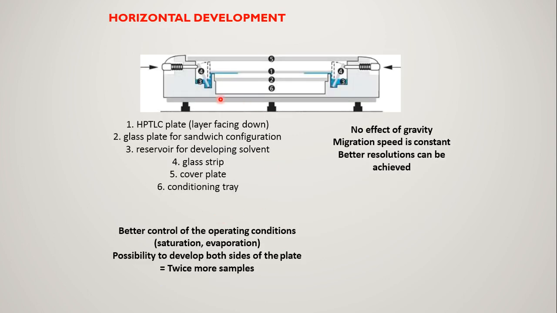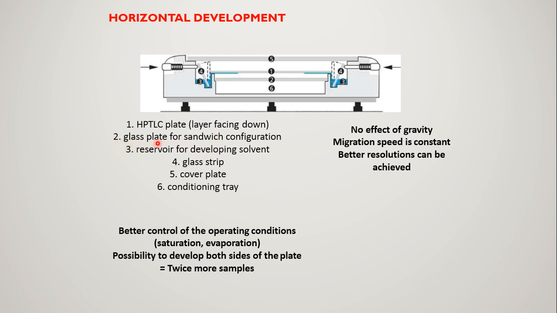Also a good separation. Here the horizontal development process is shown, and here the assembly is shown, on which a TLC plate is put over this side, which is shown here at number 1. Generally these horizontal developments are used for HPTLC plates, high performance thin layer chromatography plates. This layer is facing down, which means the upper portion of this plate, shown here as number 1, is the glass slide and the lower portion is the coated high surface material.